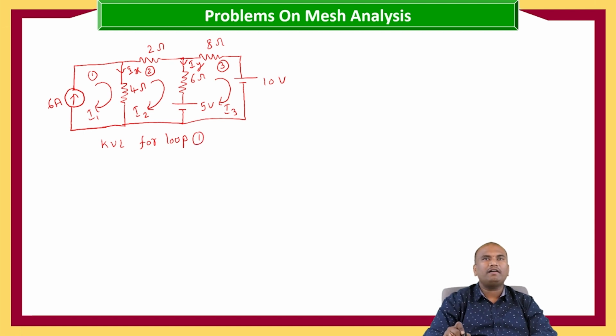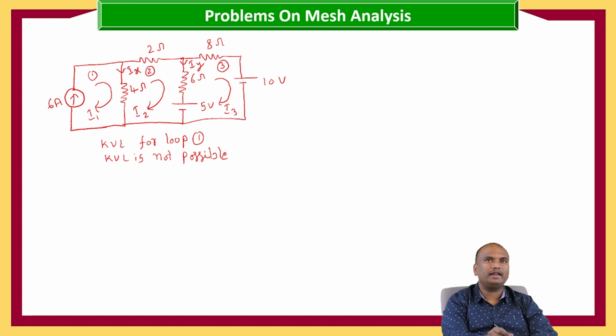Here we are having a current source in it, so we cannot write the KVL in loop 1. KVL is not possible. But how to find the current? Based on the current direction, we can get the value of I1.